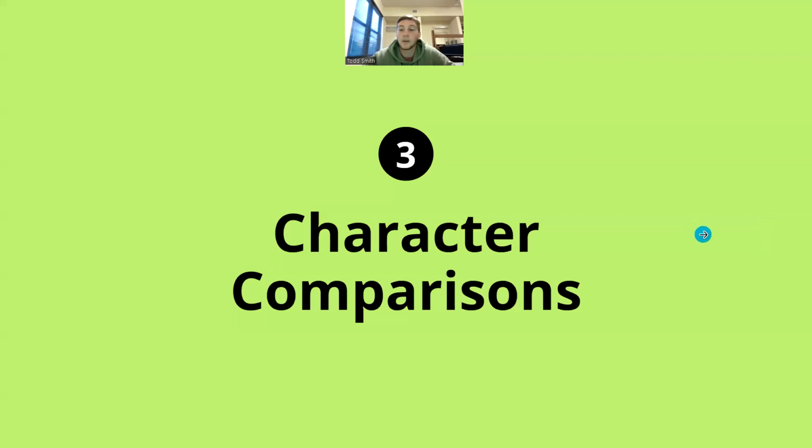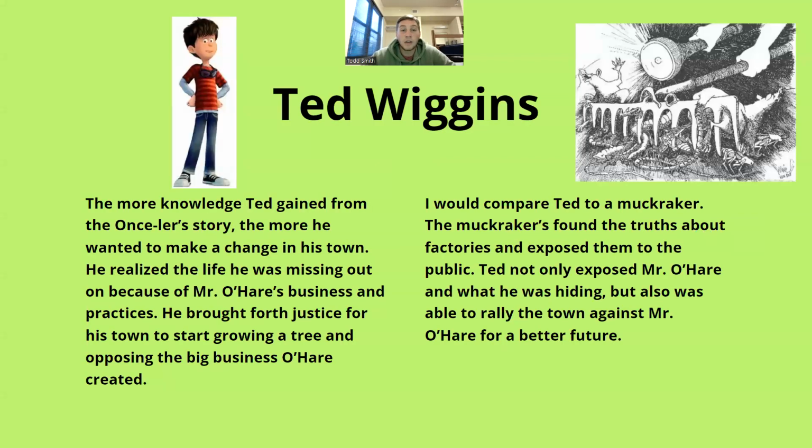Next topic will be the character comparisons. First character would be Ted Wiggins. The more knowledge Ted gained from the Onceler's story, the more he wanted to make a change in his town. He realized the life he was missing out on because of Mr. O'Hare's business and practices. He brought forth justice for his town to start growing a tree and opposing the big business O'Hare created. I would compare Ted to a muckraker. Muckrakers found the truths about factories and exposed them to the public. Ted not only exposed Mr. O'Hare and what he was hiding, but also was able to rally the town against Mr. O'Hare for a better future.